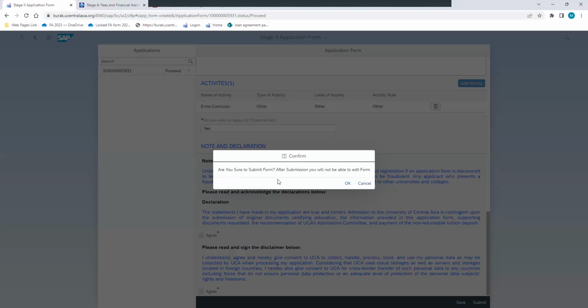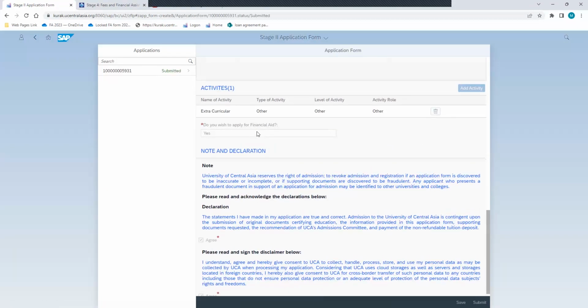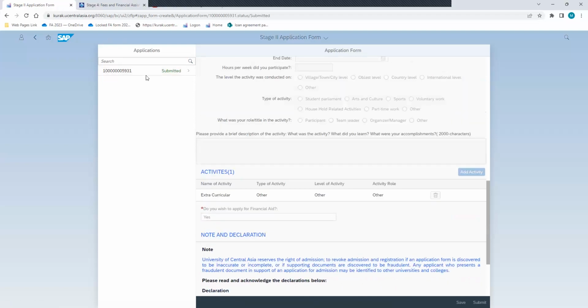Are you sure to submit the form? After submission, you will not be able to edit the form. So before submitting, please be very careful. Read all the things that you entered already. In my case, I'm clicking OK, and it is now submitted. You will see here, this application is submitted.